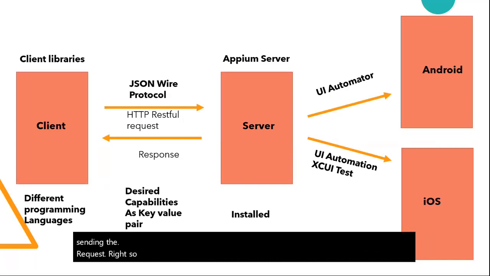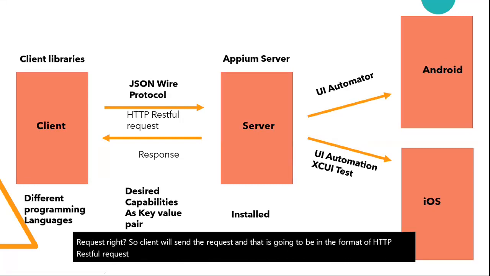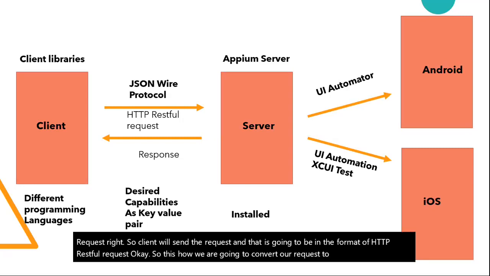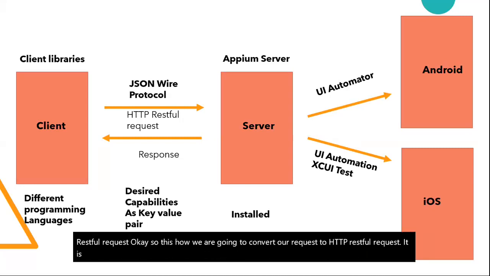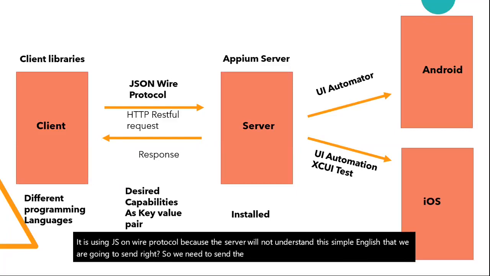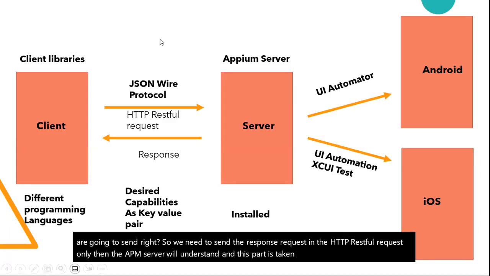The client will send the request, and that is going to be in the format of an HTTP RESTful request. This is how we convert our request to an HTTP RESTful request. It uses the JSON wire protocol, because the server will not understand the simple English that we send. So we need to send the request as an HTTP RESTful request, only then will the Appium server understand, and this part is taken care of by the JSON wire protocol.